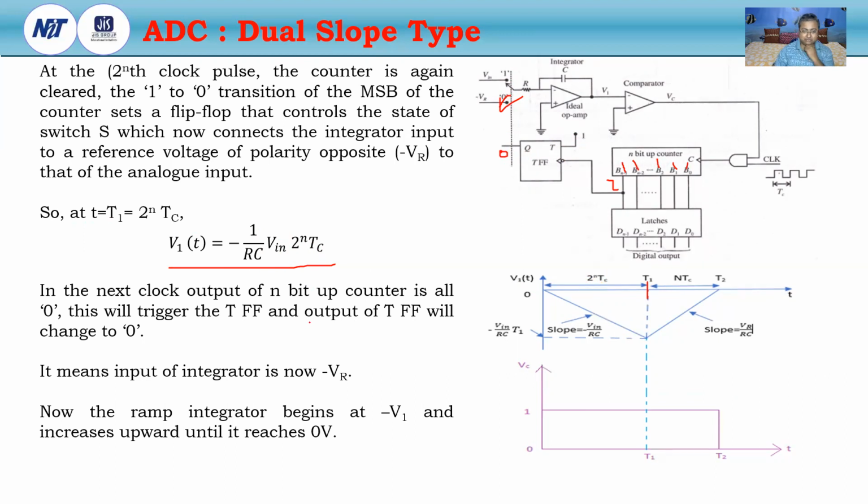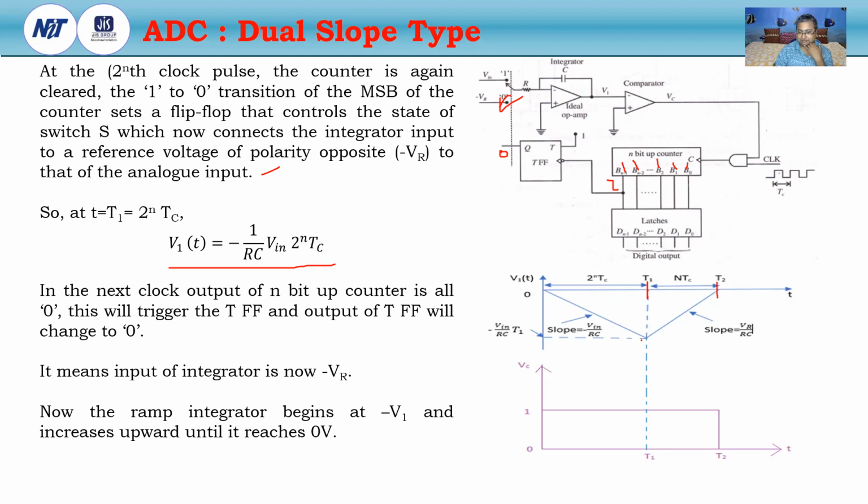In the next clock, the output of the n-bit up counter is all 0. This will trigger the T flip-flop, and the output of the T flip-flop will change to 0, which is already said in the previous paragraph. It means the input of the integrator is now connected to minus Vr. This is the mathematical expression of this statement.